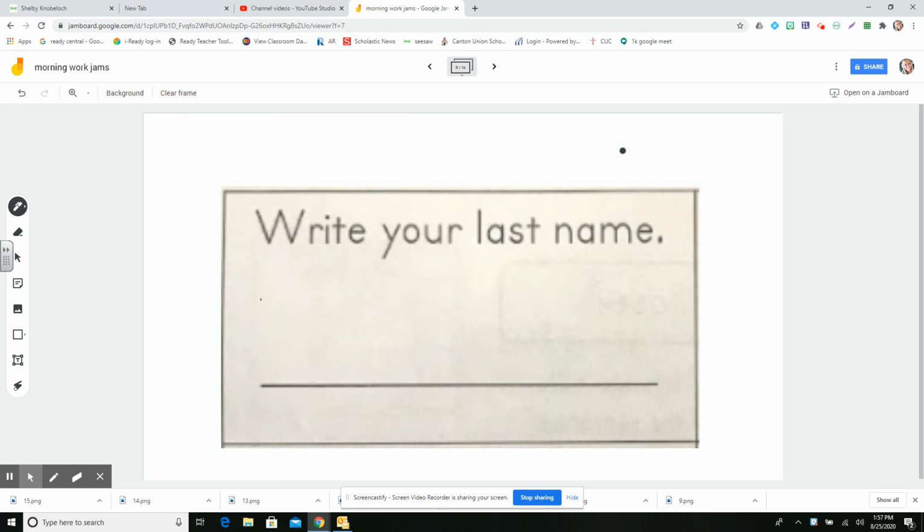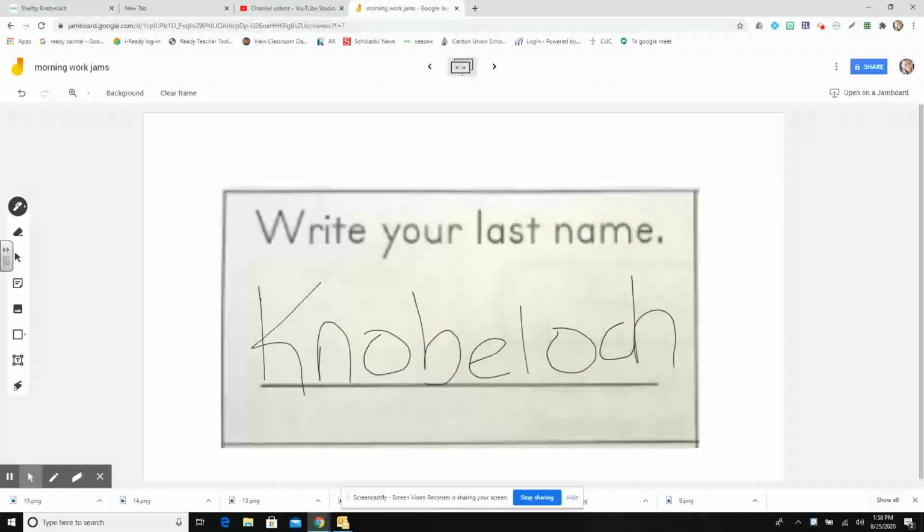Now this box says write your last name, so I'm going to write my name. But first graders, you all have different names, so you're not going to write Knobloch. You are going to write your last name.